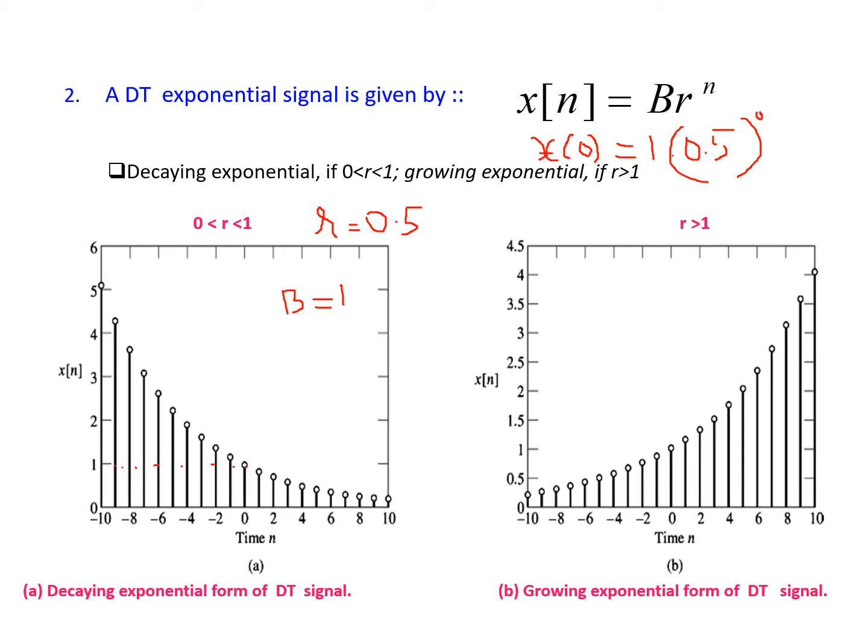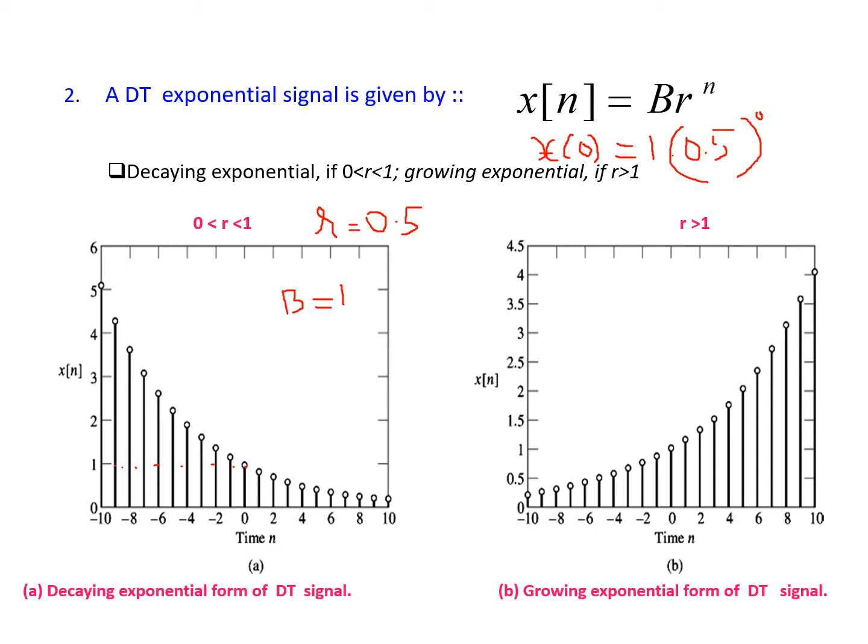Likewise, put the value of n as 1. Suppose you put n is equal to 1, the value of x at 1 is 1 into 0.5 to the power of 1, that is 0.5. As you can see, it is not correctly marked here. In this graph, they should have marked that when n is equal to 1, the value should have been 0.5. Anyway, the value decreases. As n increases, the value of x decreases, because r is a fraction, so as n increases, the value of x keeps on decreasing.